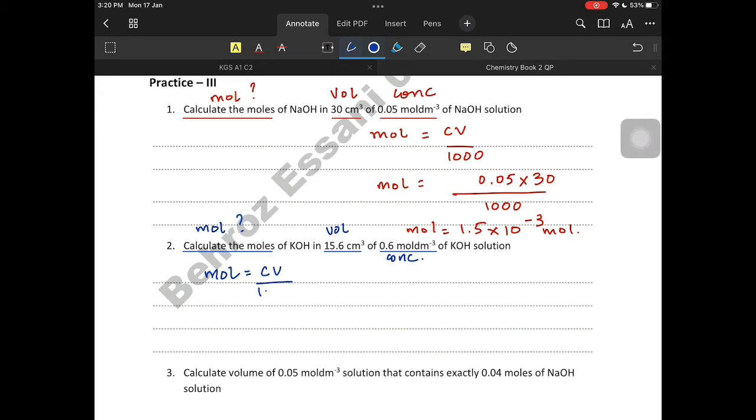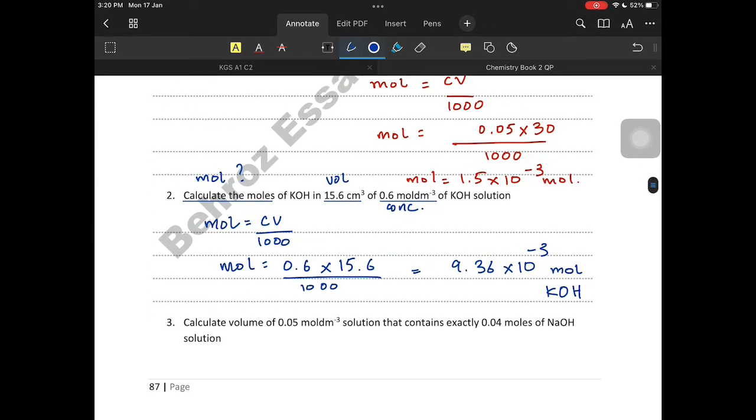Mole is equal to CV divided by 1000. We know that moles is missing. We know that volume has a value of 15.6 and concentration is 0.6. We divide by 1000. 0.6 times 15.6 divided by 1000. The final answer is going to be 9.36 exponent minus 3 moles of potassium hydroxide. So we can quote the answer in either standard form or the scientific notation.